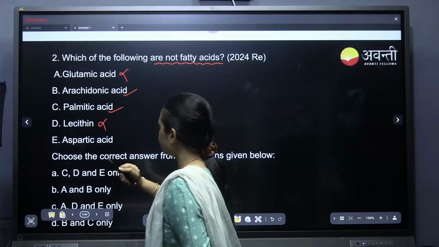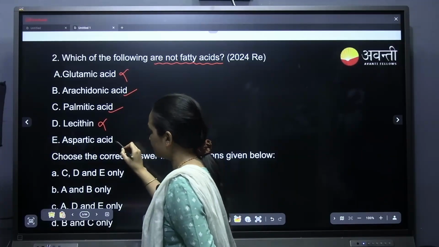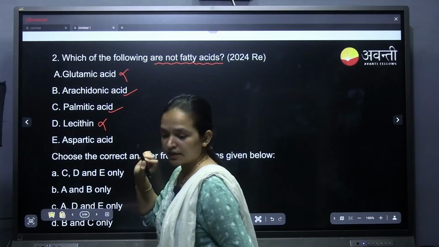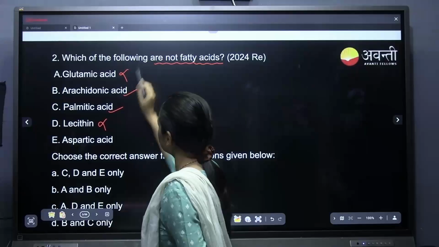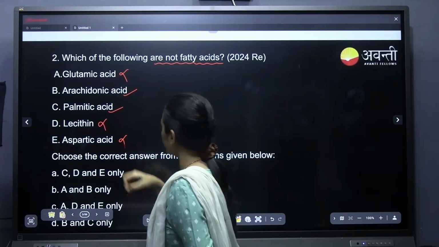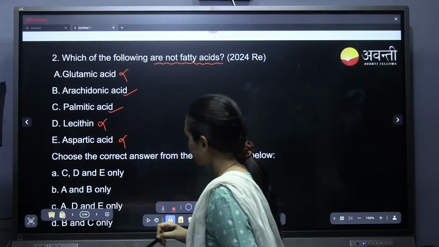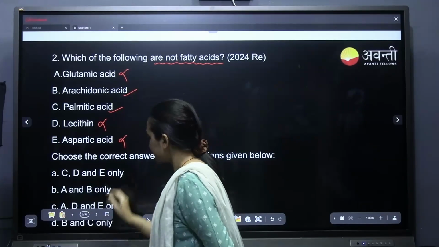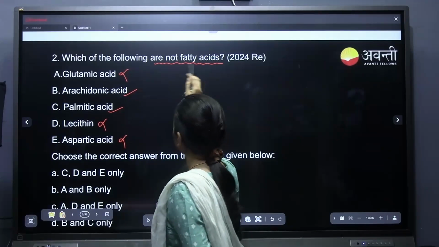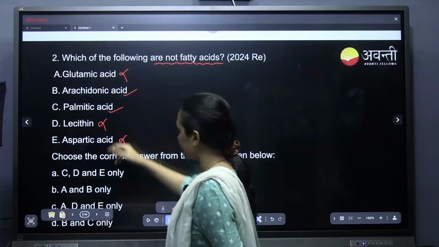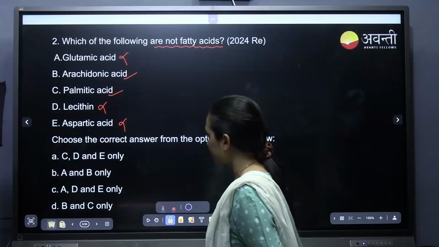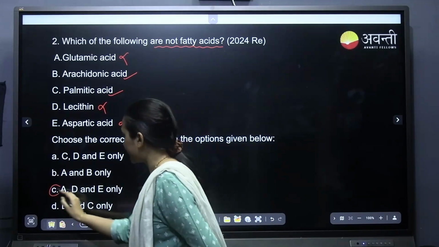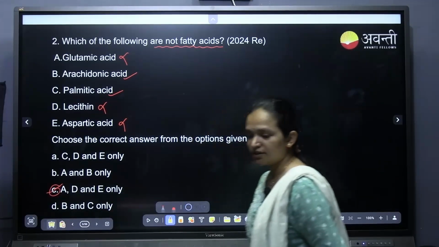Aspartic acid is an amino acid. Glutamic acid is also an amino acid, so this is also not a fatty acid. We need to find which is not, that is A, D and E are not fatty acids. That makes C the right answer.